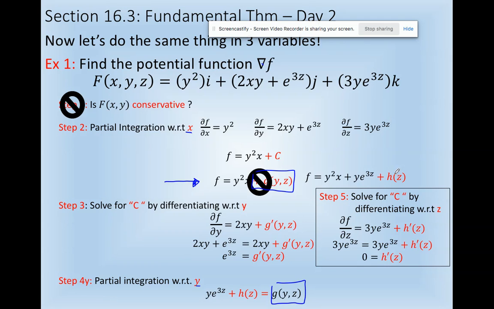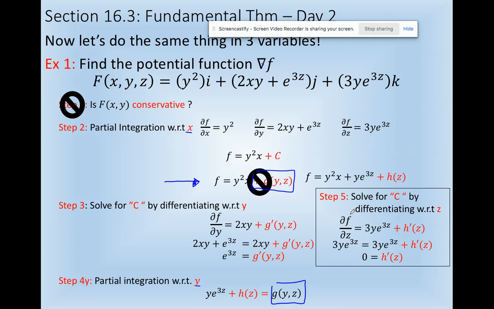Now I'm going to solve for this new c by differentiating. Notice over here, I differentiated with respect to y. What am I going to do? Differentiate with respect to z. So differentiating this equation with respect to z, this term goes to 0. And then I get y e to the 3z times 3. That's what I have there, plus h prime of z.